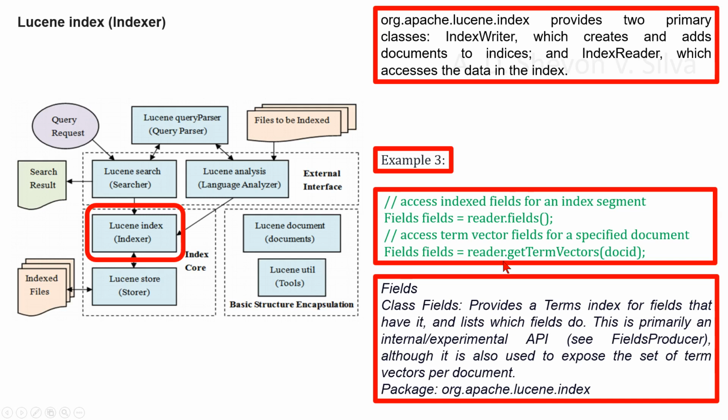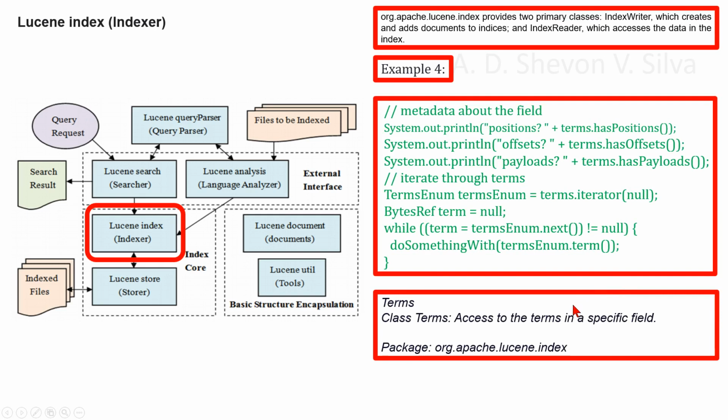Here you can see the method IndexReader.getTermVectors. This retrieves term vectors for this document, or null if term vectors were not indexed. Here it accesses the indexed fields for an index segment, and here it accesses the term vector fields for a specified document. This code segment is related to terms.